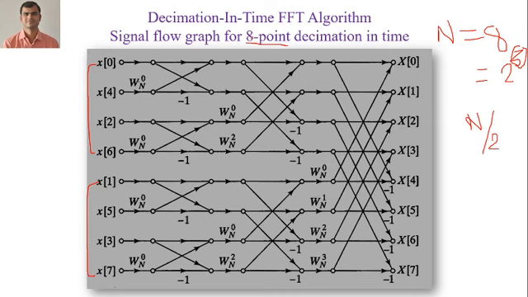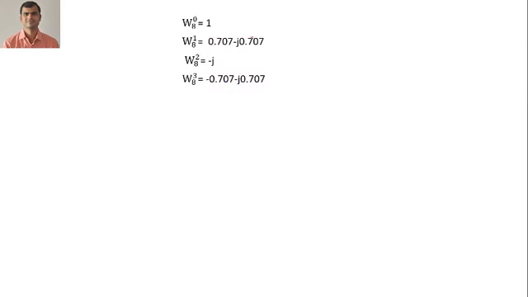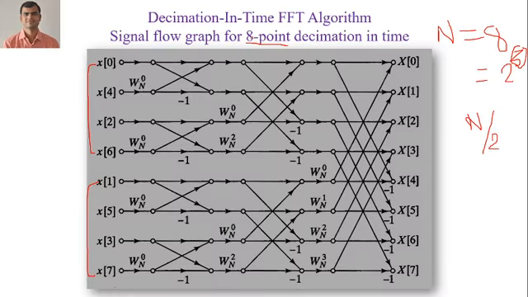Now in the DIT FFT algorithm, the twiddle factor exponents are multiplied before addition, and in the DIF FFT algorithm the twiddle factor exponents are multiplied after addition. Okay, in DIT it is before and in DIF it is after addition. So we'll see a question on the DIT FFT algorithm.